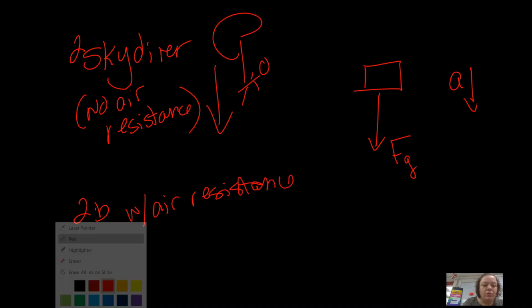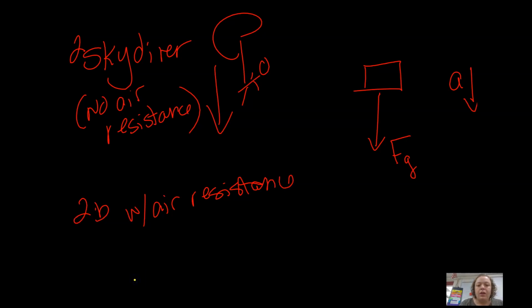So with air resistance, we still got the skydiver, right? But now there's air resistance. So he's still falling, he's still accelerating, he's not moving at a constant velocity. So we would have air resistance, but it wouldn't be nearly as big as the force going down. So this is now an unbalanced scenario.